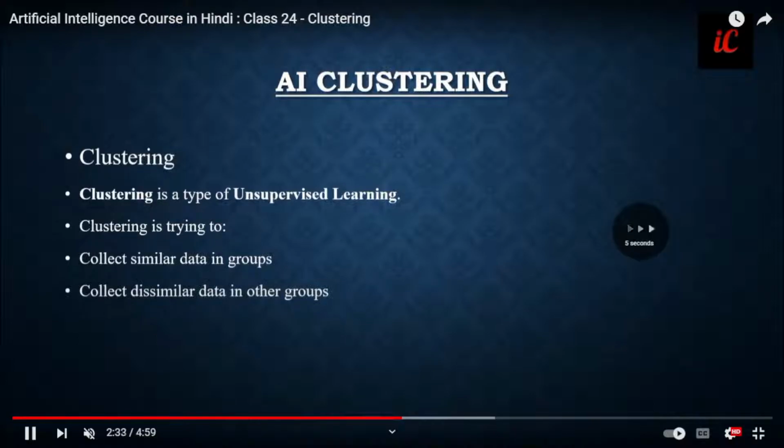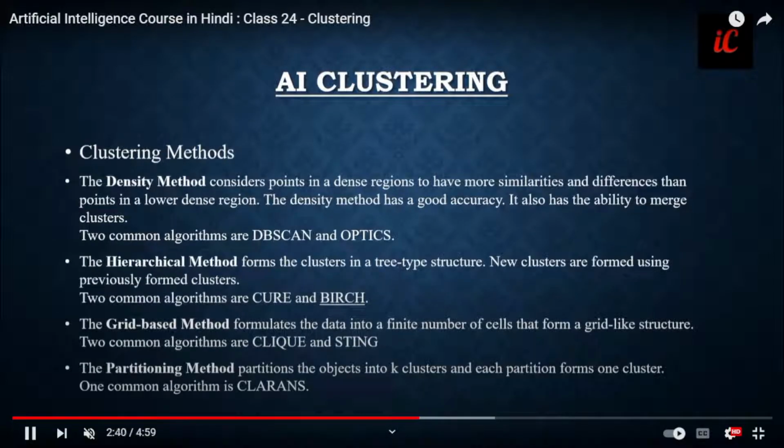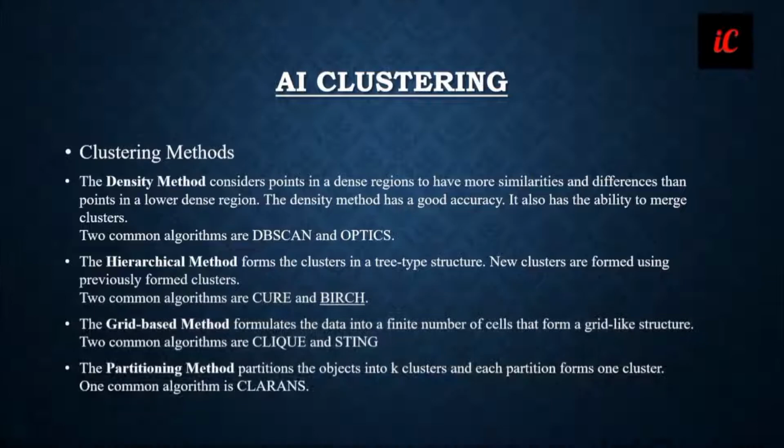There are a few kinds of clustering methods available. The first is the density method, which considers points in a dense region to have more similarities than points in a lower density region. Another is the hierarchical method, which forms clusters in a tree-type structure. The new clusters are formed using the previously formed clusters.